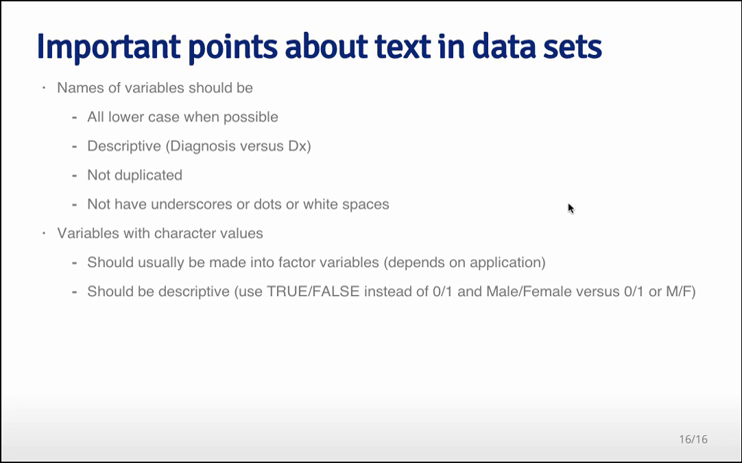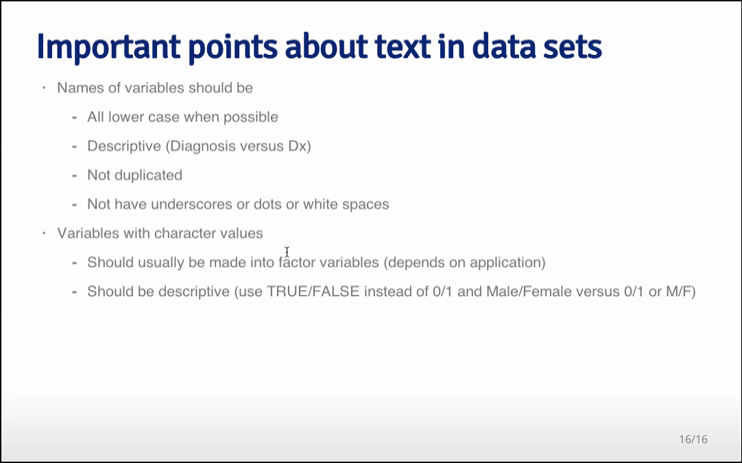So a couple of important points about text and data sets. Whenever possible, you'd like to have all lowercase because mixed caps can lead to very difficult to find bugs in data analysis. You'd like them to be descriptive, so in other words, you'd like it to say diagnosis as opposed to DX. You'd like the variable names not to be duplicated and not to have underscores or dots or white spaces, which we showed you how to remove.